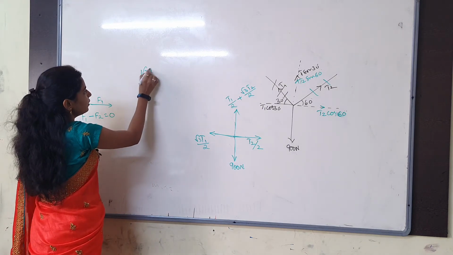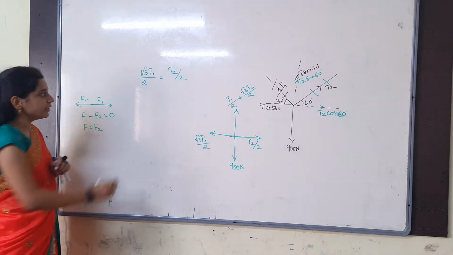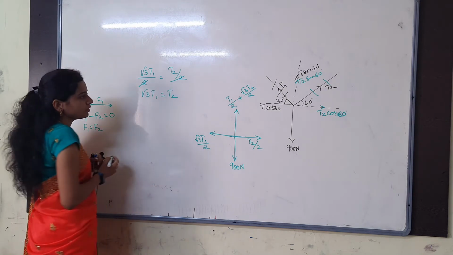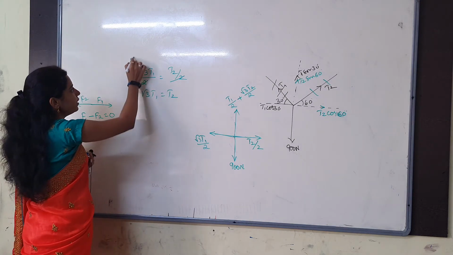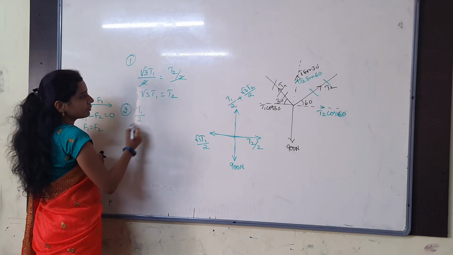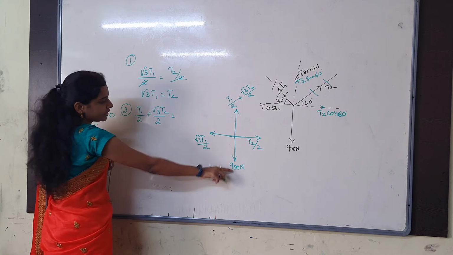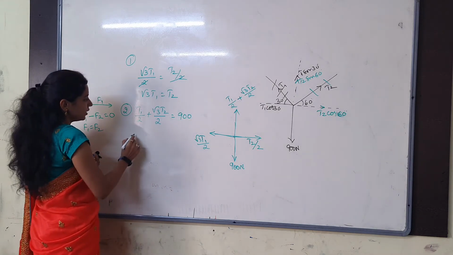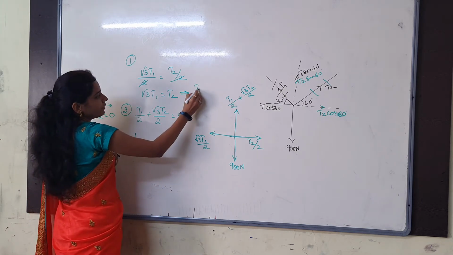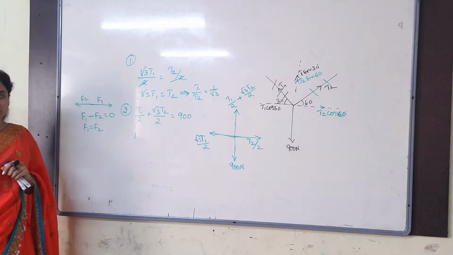So right side forces equal to left side forces, as I said. So I can write root 3 T1 by 2 is equal to T2 by 2. Then here what we got: root 3 T1 is equal to T2. Then again one more thing I said: all upward forces equal to downward forces. Upward force is T1 by 2 plus root 3 T2 by 2, equal to the downward force they have given, 900 newtons. Here they are asking only the ratio T1 by T2 in the problem. T1 by T2 equals 1 by root 3.